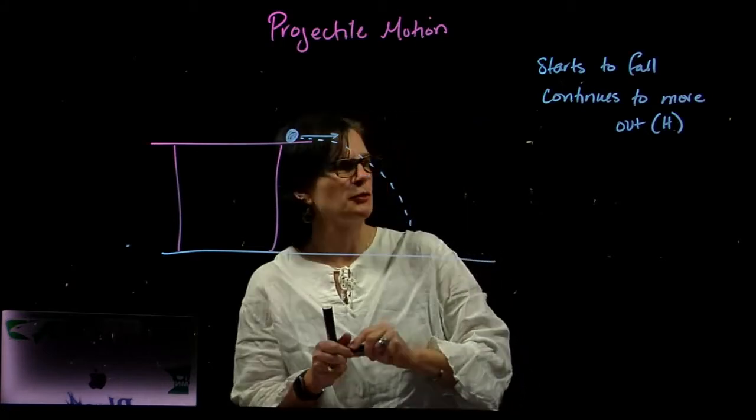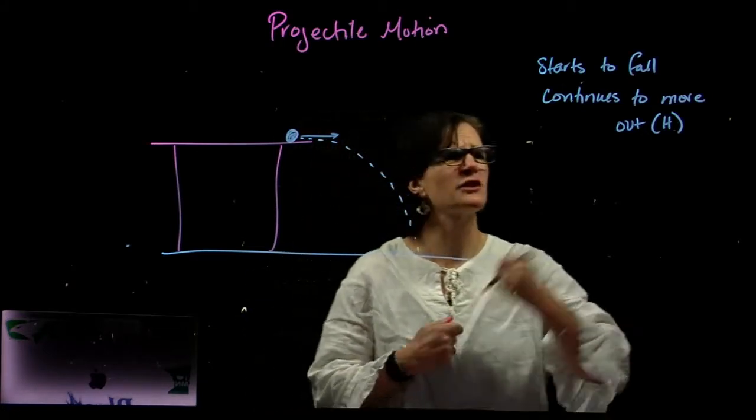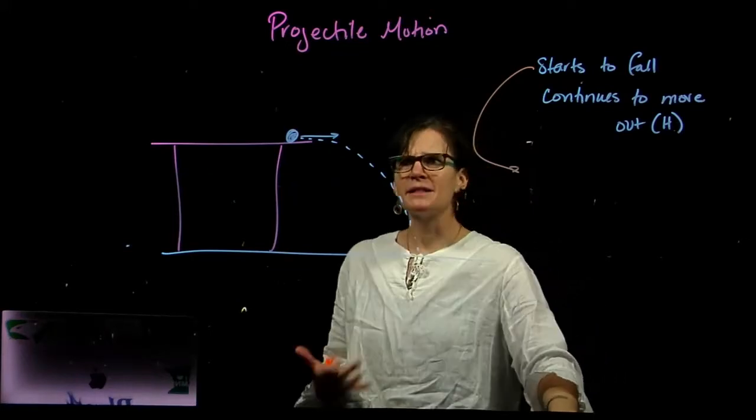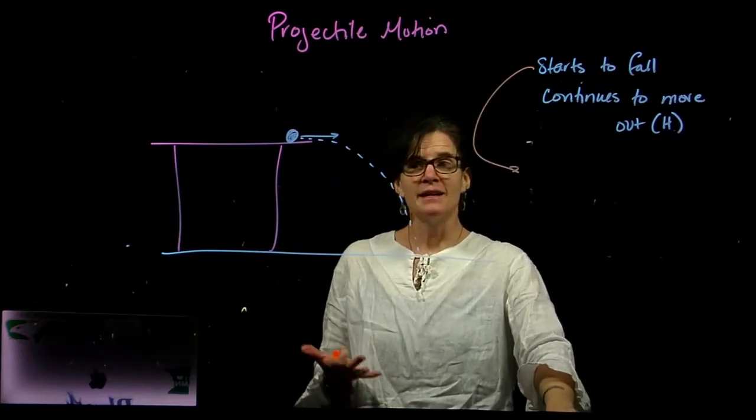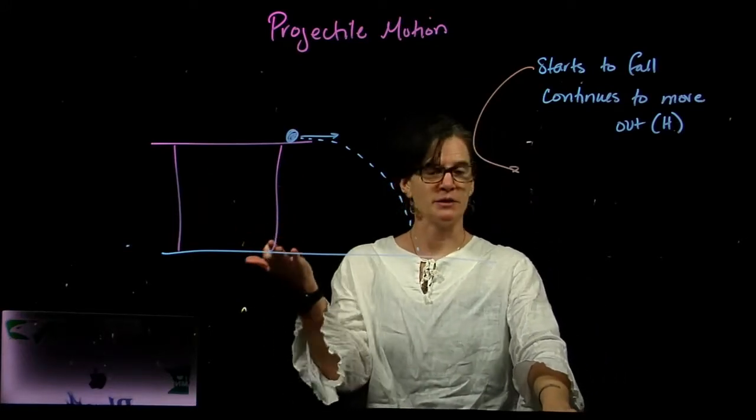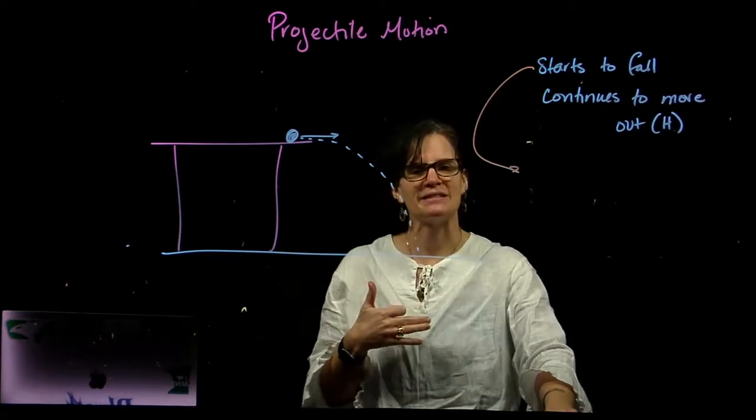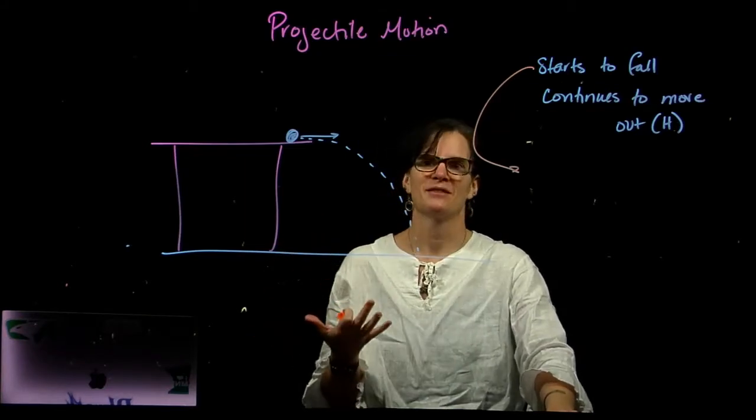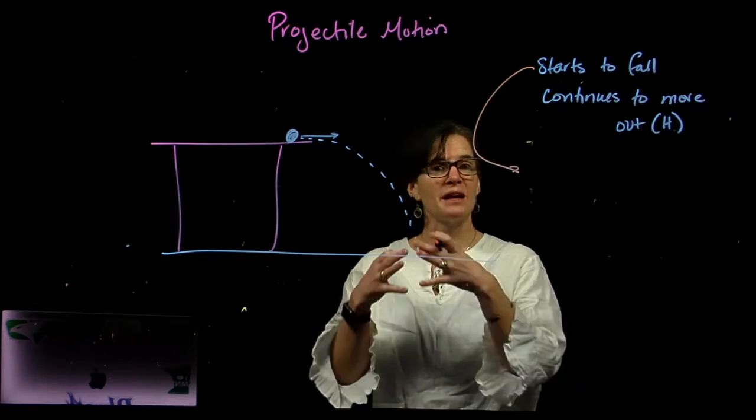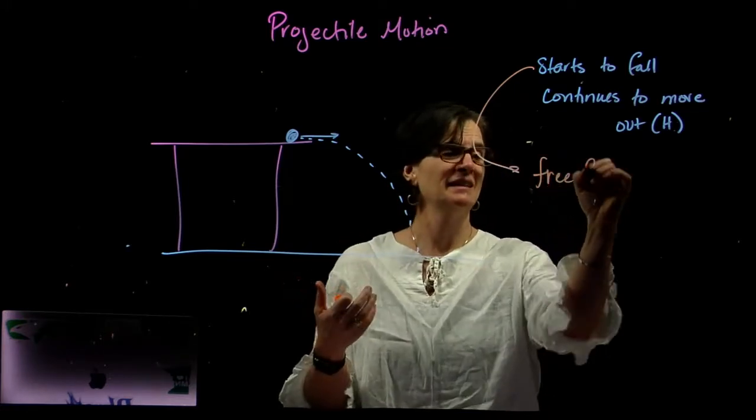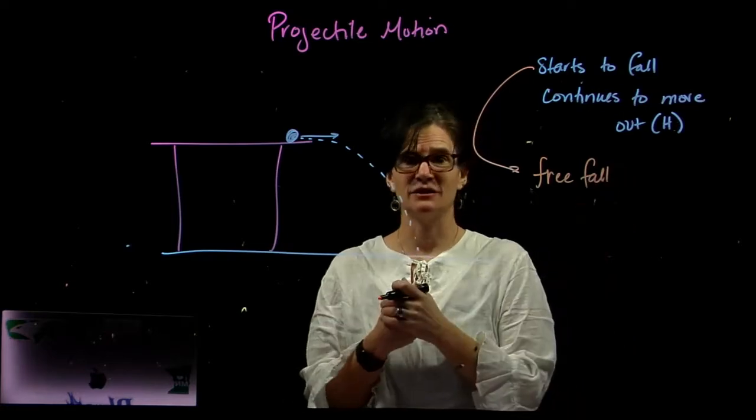So let's break these two pieces up. First, let's look at the falling part. Well, why does it fall? Well, this is the same idea as free fall. The object is no longer interacting with the table, and it's no longer interacting with anything as soon as it leaves that table, except the force of gravity. So we know that as soon as it leaves the table, it's in a state of free fall.